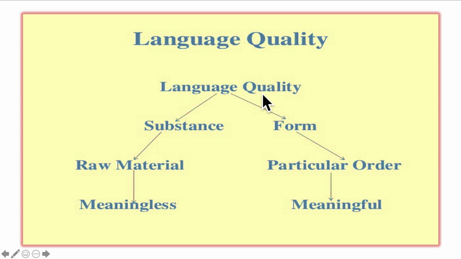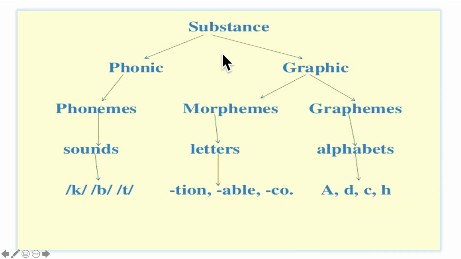Language quality has two parts, substance and form. Substance, normally we call it raw material, and it is meaningless because these are individual sounds and alphabets or letters. But when you give that substance form in a particular order, it becomes meaningful. Substance is further divided into two parts: phonic and graphic, that is sound and written. Phonic has phonemes, sounds like ka, ba, ta. Graphic is divided into morphemes and graphemes. Graphemes refer to bits like tion, able, co, and then a, d, c.